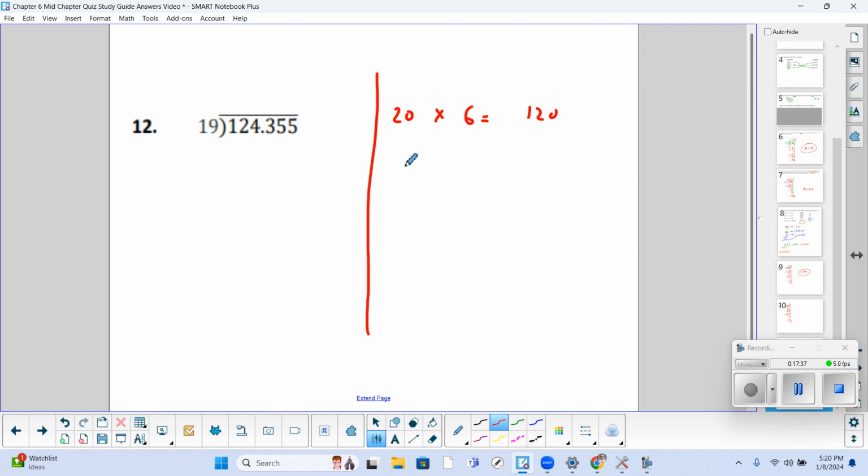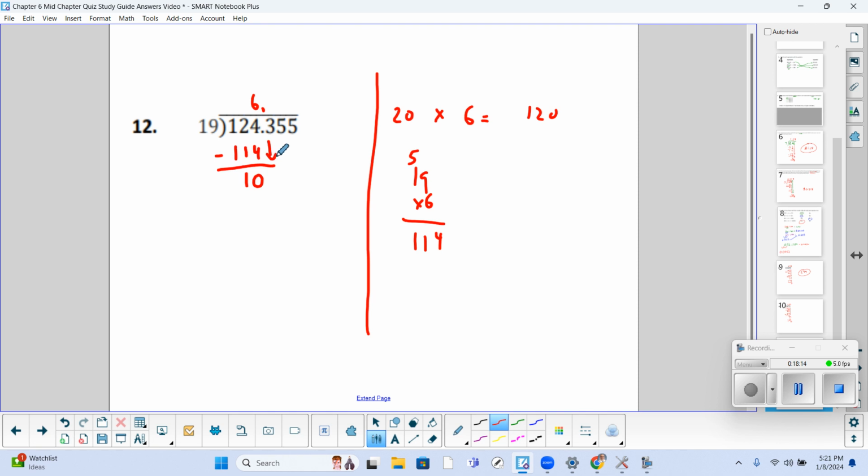So I'm going to try 19 times 6. Ready? 9 times 6 is 54, carry the 5. 6 times 1 is 6, plus 5 is 11. So it's 114. That's pretty close to 124. If I added another 19 to that, it would be too much. So right here, I'm going to put a 6. 6 times 19 is 114. My remainder is 10, right?